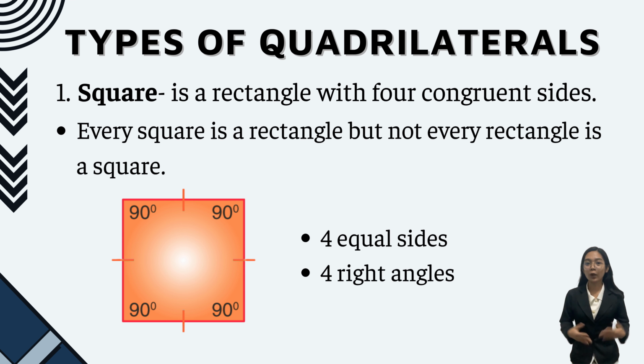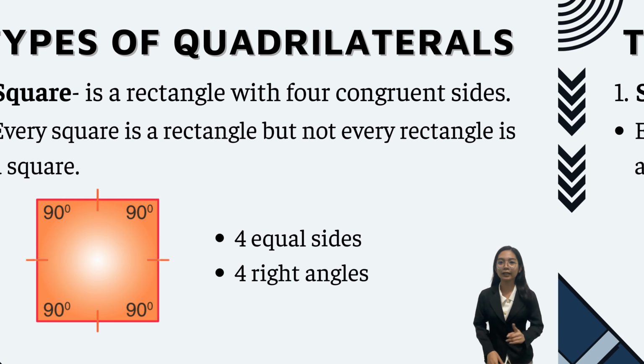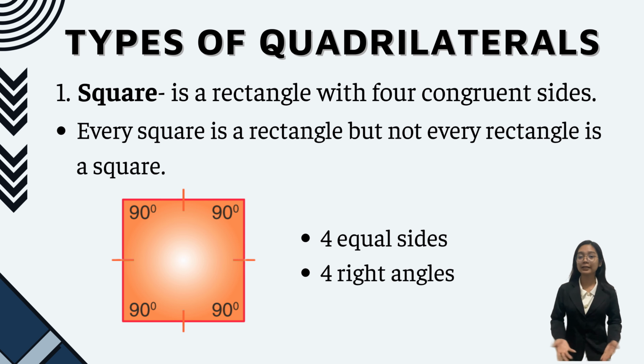Yes, square has 4 equal sides and 4 right angles. Congruent sides means all sides are the same length and right angles are exactly 90 degrees. Who can name something around us that's shaped like a square? Correct, class. Always remember that every square is a rectangle, but not every rectangle is a square.